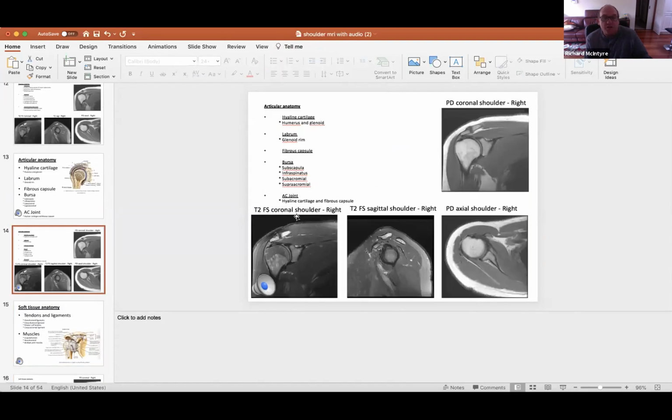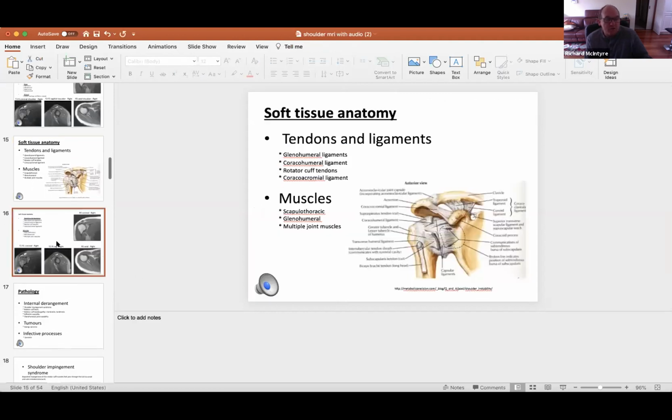And of course, you can go through these structures and you can see the normal and the abnormal structures that are associated with these. And you've also got the anatomy slides on your Moodle slides.